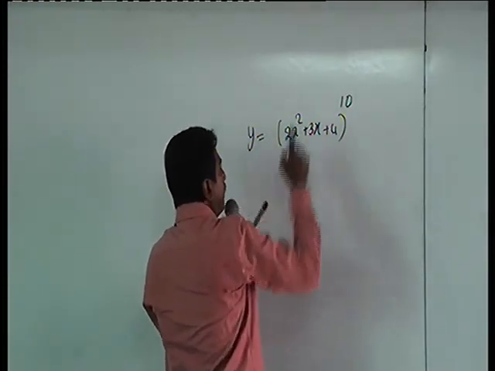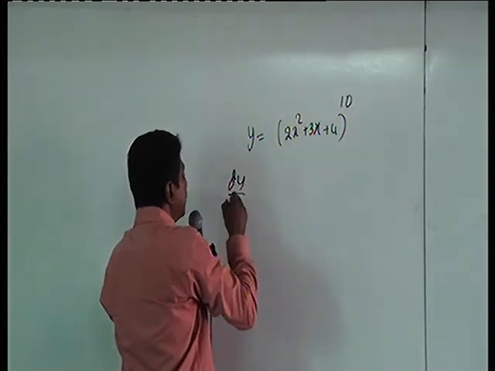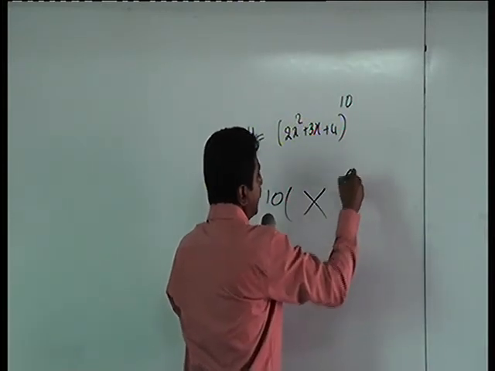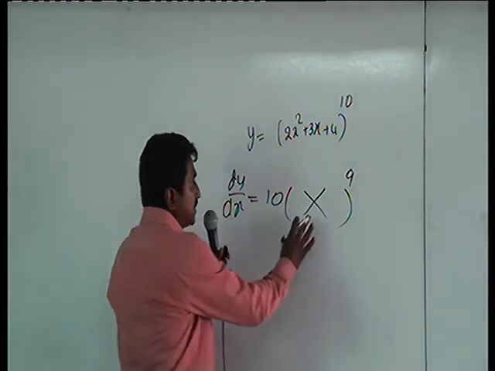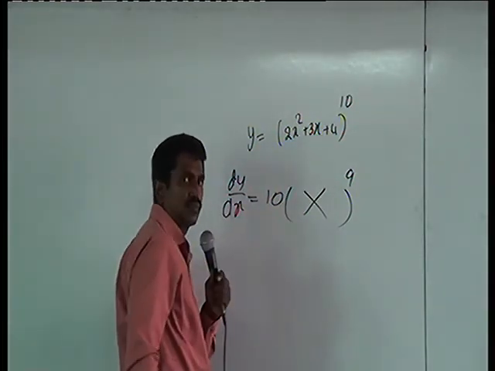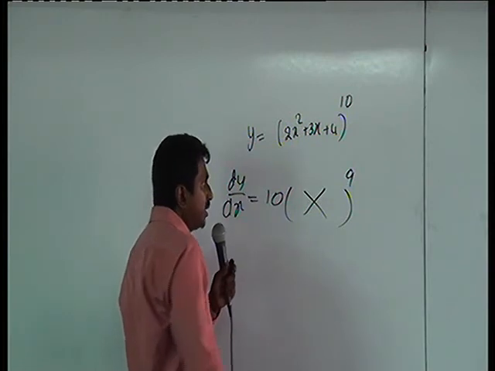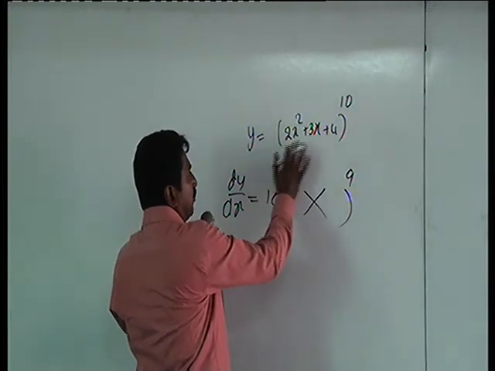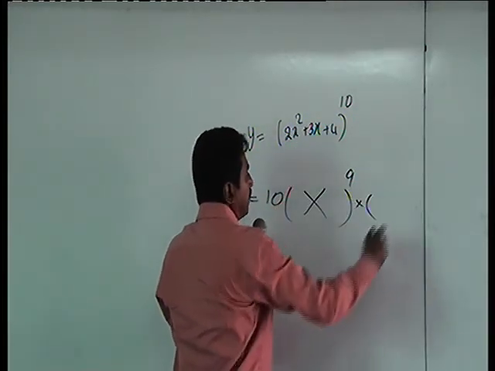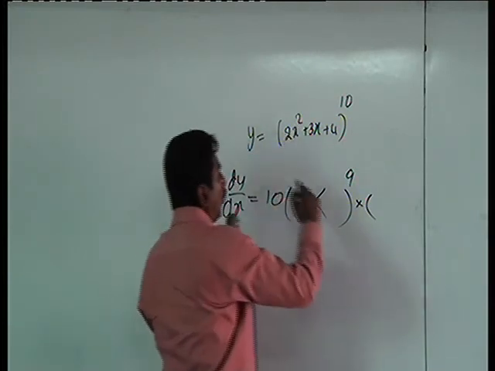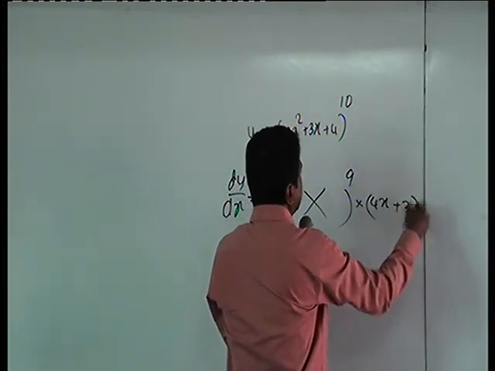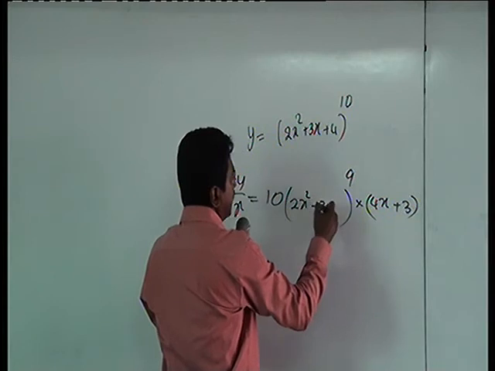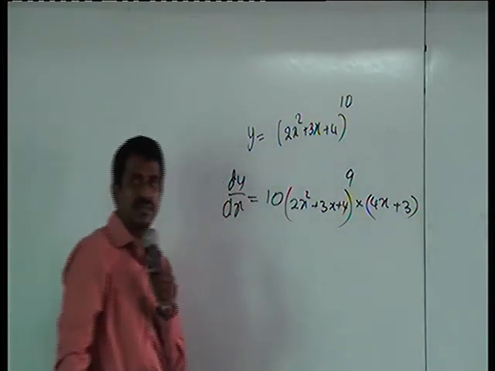If x to the power 10, we differentiate: dy by dx equals 10x to the power 10 minus 1, which is 9. Capital X is this term. And again, this is not x. Therefore, we multiply by its differentiation. We differentiate this and put it here: 2 into 2, 4x plus 3. But this is not x, so I delete this and put the function 2x squared plus 3x plus 4. That's the answer.